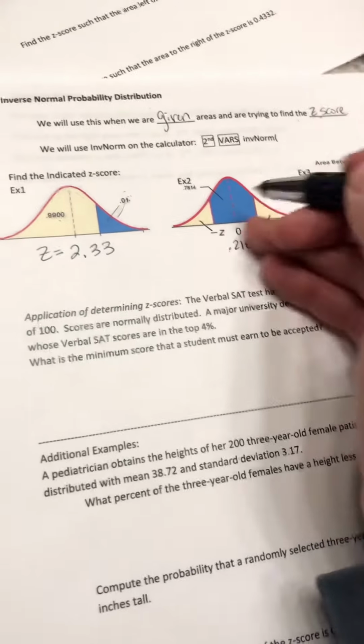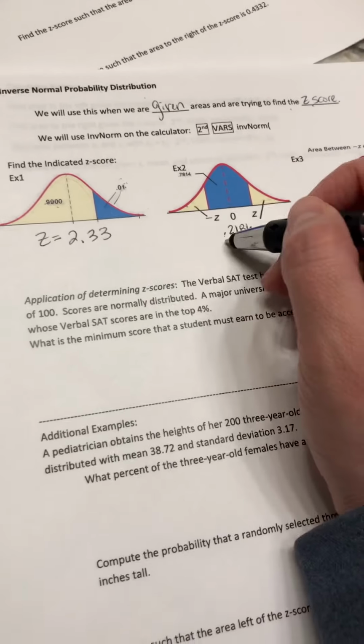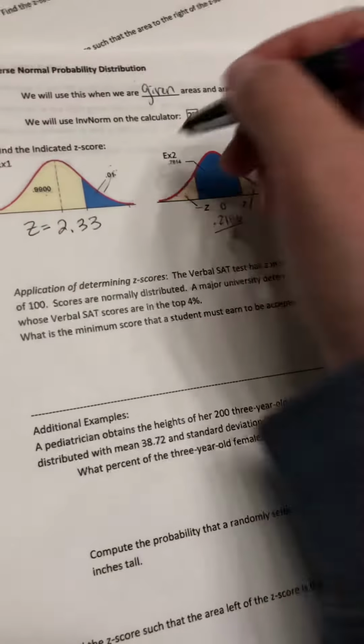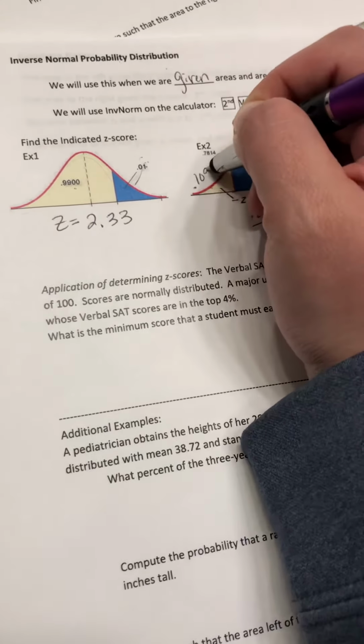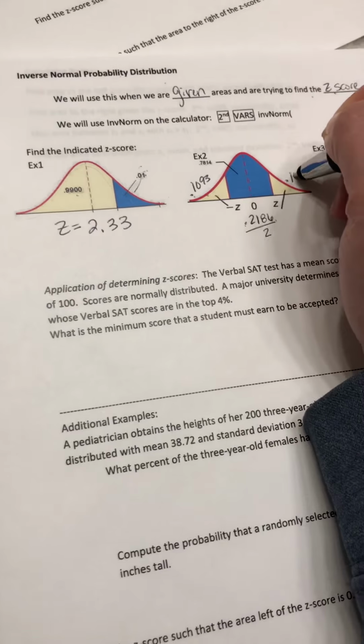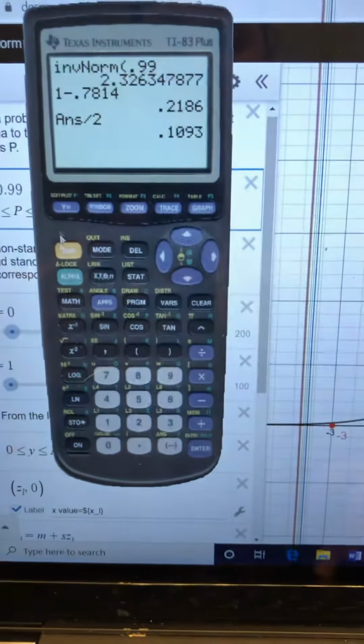Well, remember it's symmetrical, so the same amount has to be here as here. So how do I get that? I divide it in half. If I divide that in half, I get 0.1093. So I've got 0.1093 over here, and 0.1093 over here. So now all I have to do is go to inverse norm.